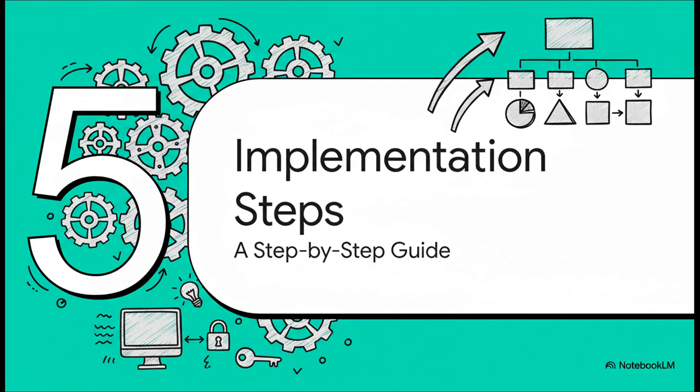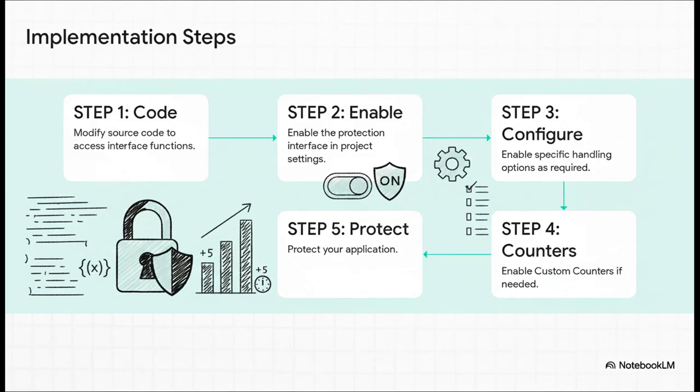Okay, theory is great, but let's get down to the nitty-gritty. How do we actually put all of this into practice? It's really just a straightforward 5-step process. First, you jump into your source code to declare and call the interface functions. Second, you enable the main interface option in your project. Third, you tick off any of those special handling options we talked about. Fourth, enable custom counters if you're going to use them. And finally, you just protect the application.